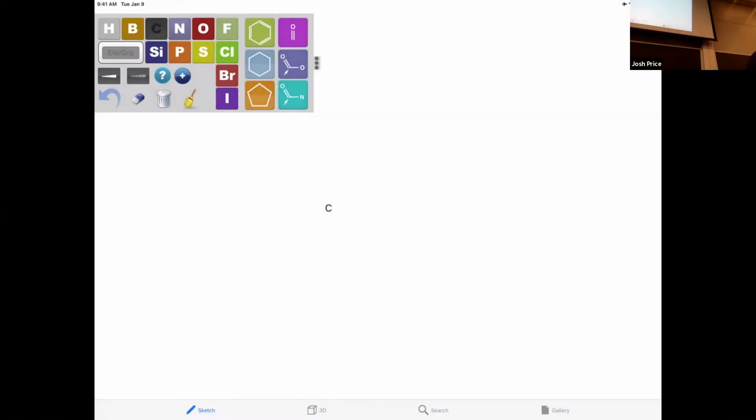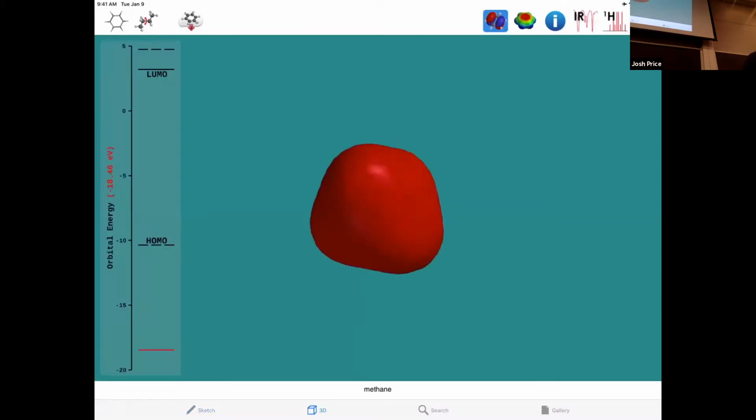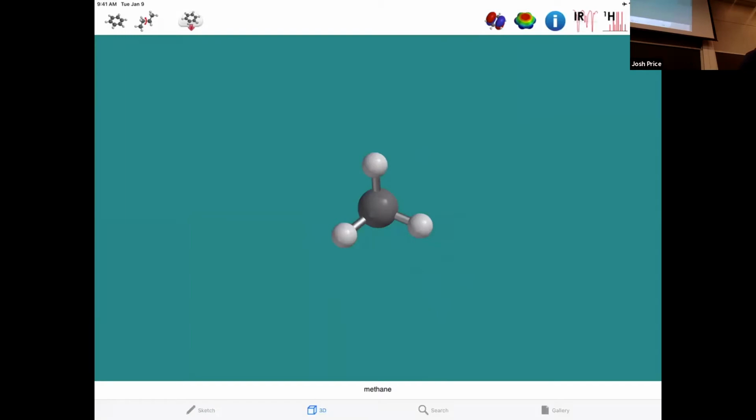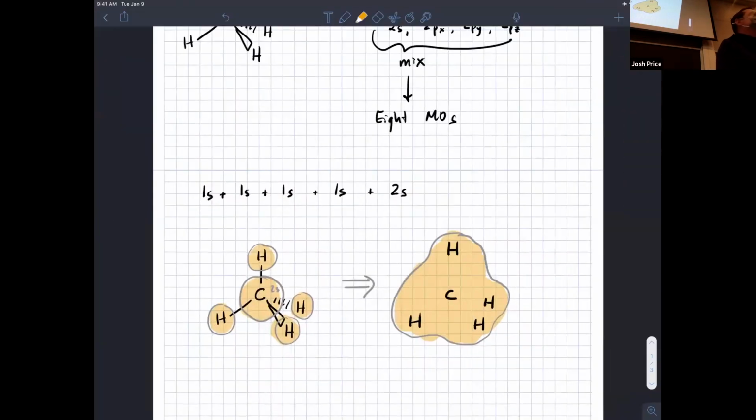So I'm going to draw methane here, and then there's our molecule of methane, and it will actually allow us to see the molecular orbitals of methane. So that's what the first one looks like. It's a delocalized orbital that envelops the whole molecule. Okay. Questions you want to ask so far about where we get that from?